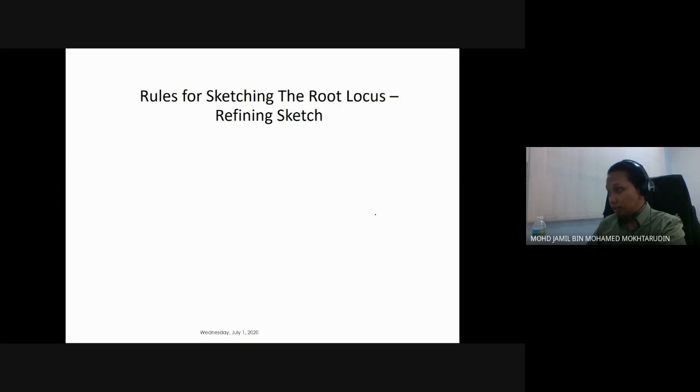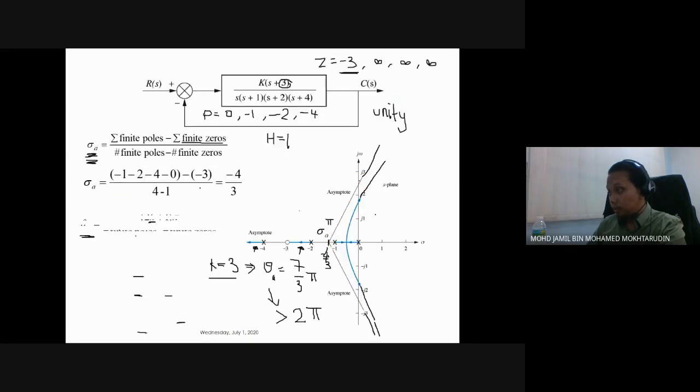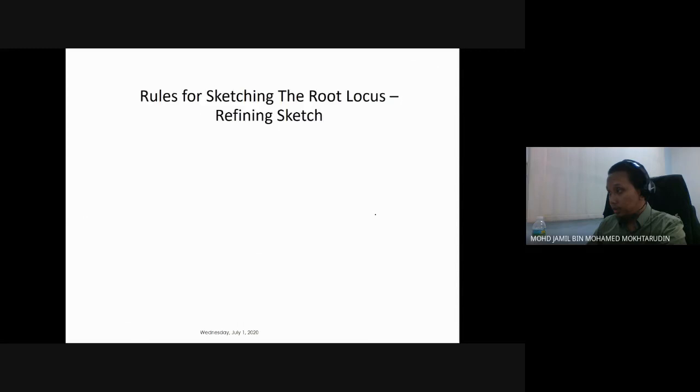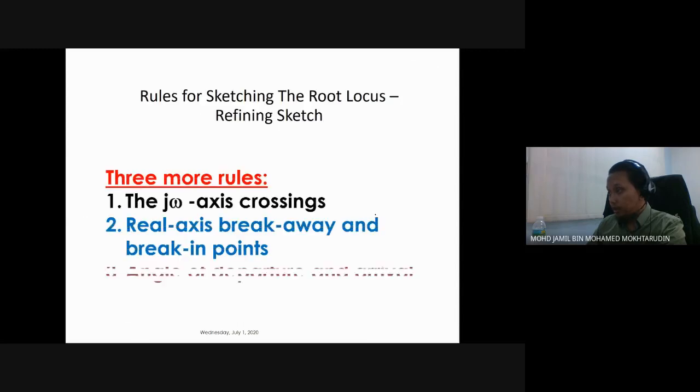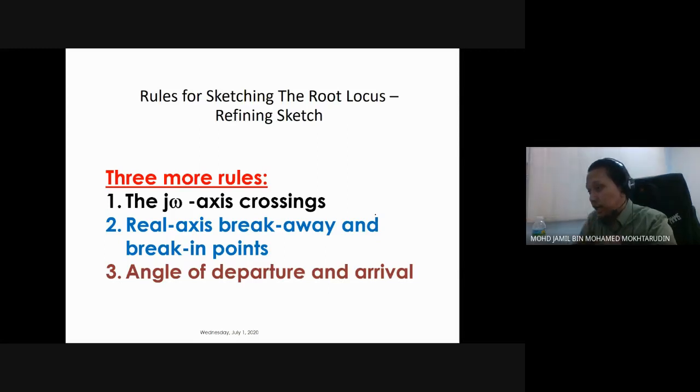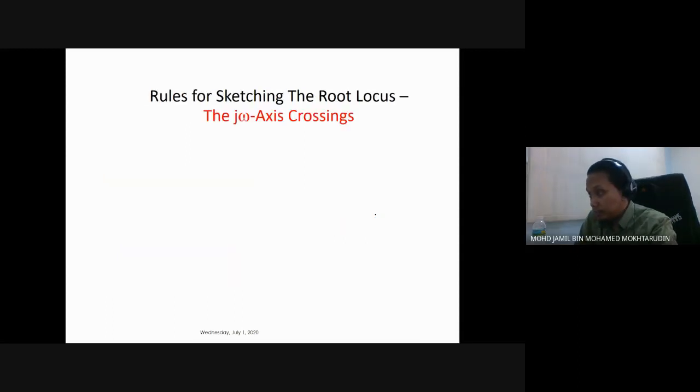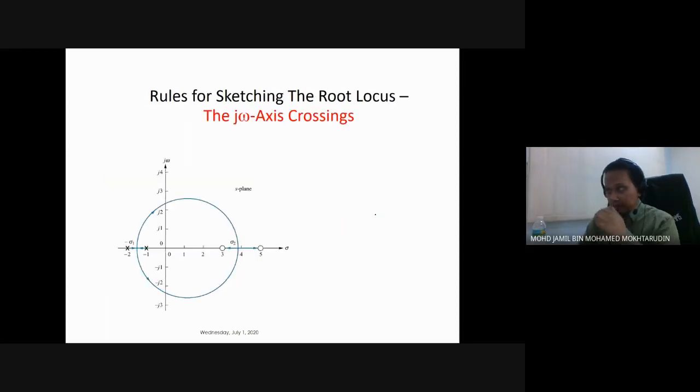More rules. So just now it's rule number 5. Okay, so there are 3 more rules: JW axis crossing, real axis breakaway and breaking points, and angle of departure and arrival. So what are these? The first additional rule is JW axis crossing. Basically it's this intersection or this crossing here.